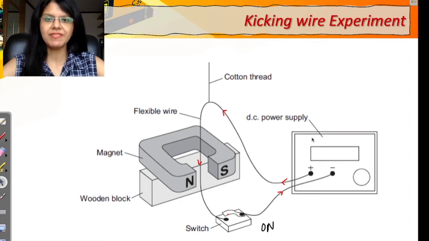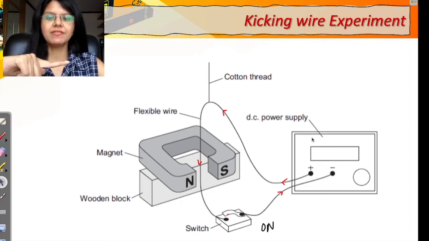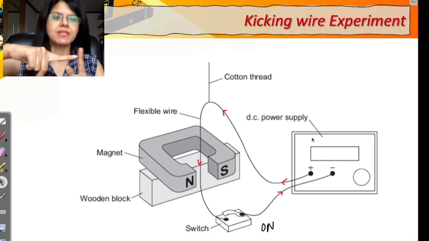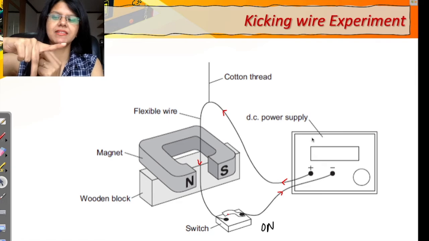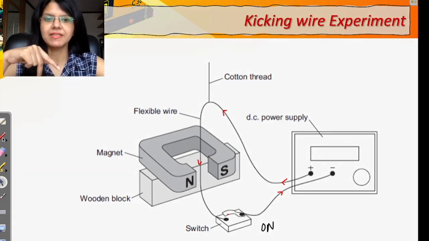So let's use Fleming's left-hand rule. What is the direction of the field? North to south. What is the direction of the current? Down. So what is the direction of the force? The force is outwards. The direction of the force which is experienced is outwards, like this.